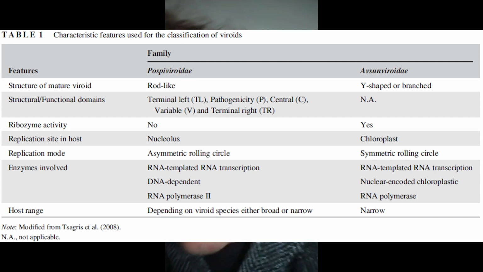So that's that. Again, those are two main families from which a lot of these different genera descend, and Hop Latent Viroid would be one species that has descended in that way.